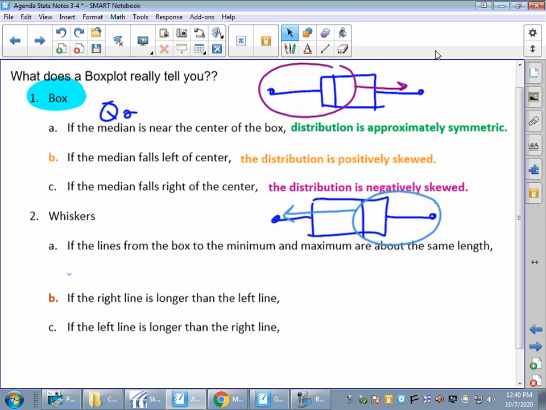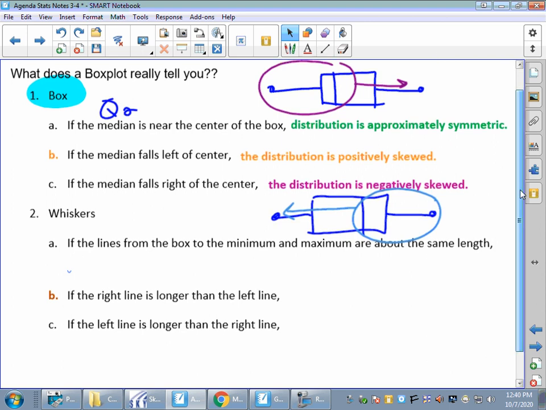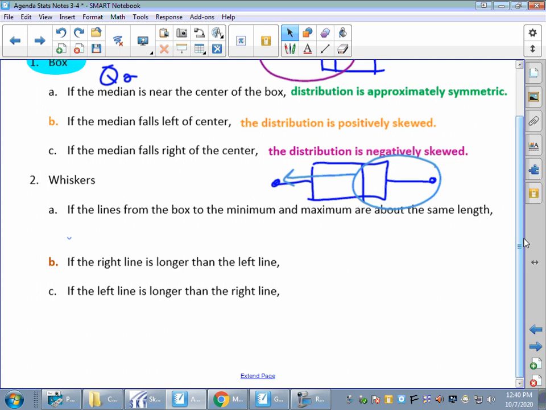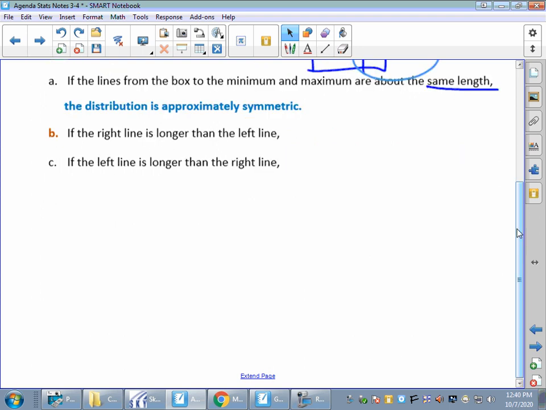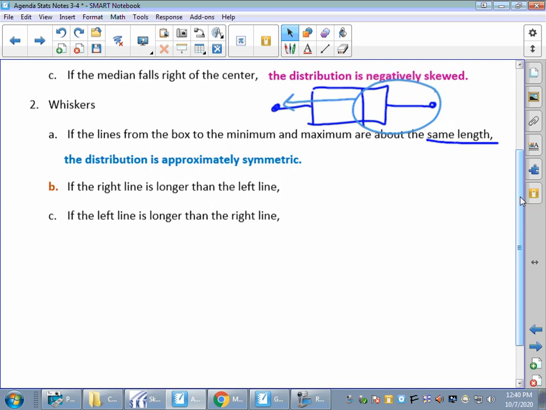I'm going to ask you questions just based on looking at the box plot, looking at the box itself, and then you can also look at the whiskers, the 2 lines connecting to the max and min. If your 2 lines are about the same length, you've got yourself a pretty symmetric distribution. So if my whiskers are the same length and the median is near the center of my box, I've got a really nice set of data. Very symmetric, evenly distributed.